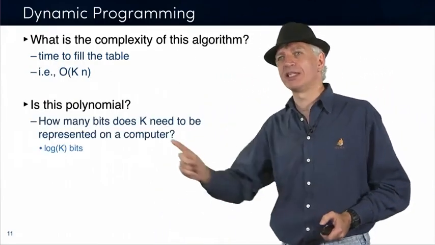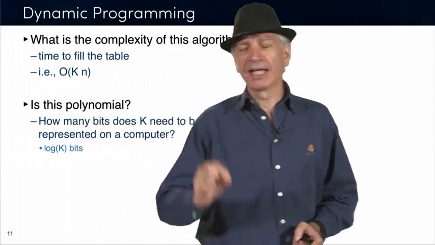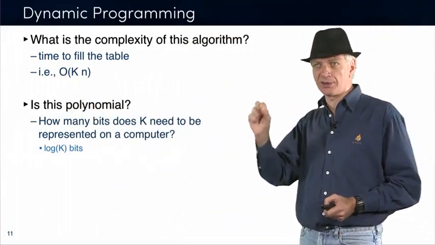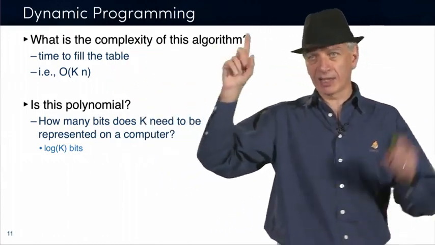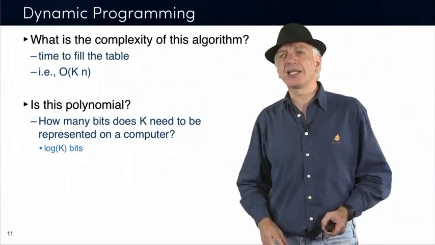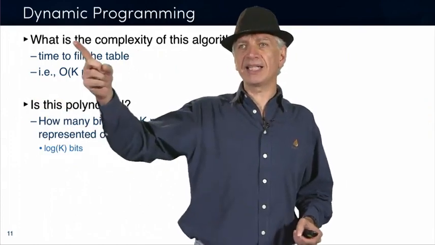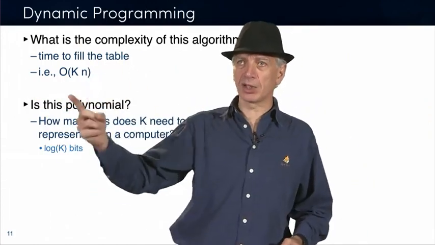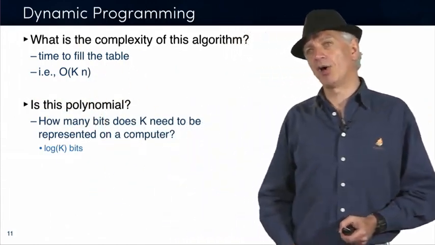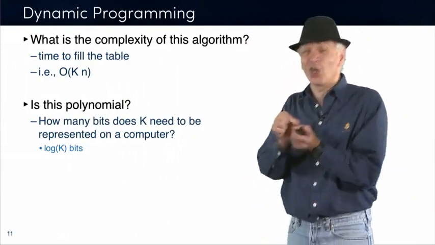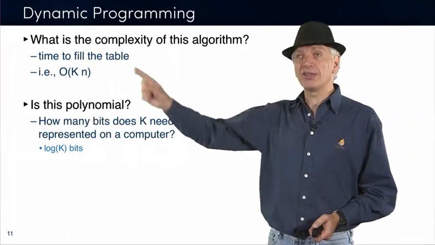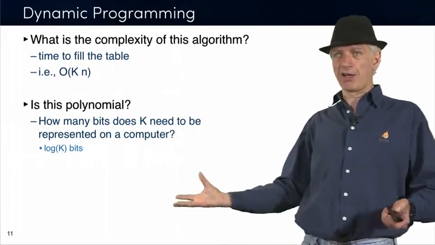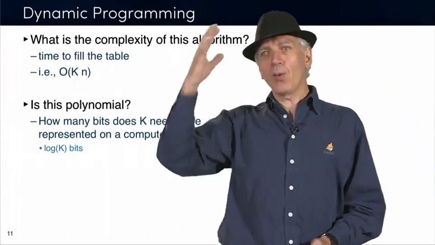Because on a computer, this capital K can be encoded using binary notation with log of K bits. And because of that, when you look at this complexity, it's actually exponential in the size of the input, because I can encode this input with log K bits. So this is obviously exponential in that number.